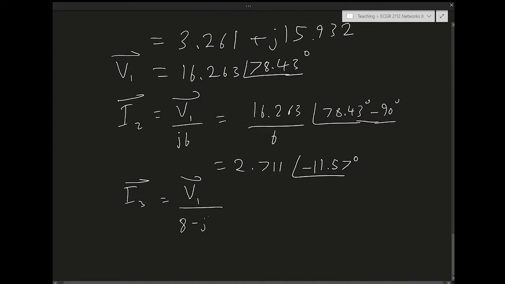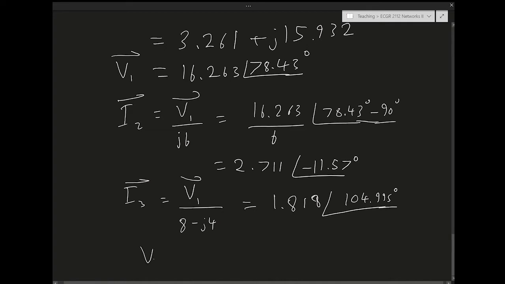I3 again is going to be V1 over the impedance of the other branch, which is minus J4. If we do the number crunching, turn this into polar, do the division, all of that, I end up with I3 equals 1.818, 104.995 degrees.